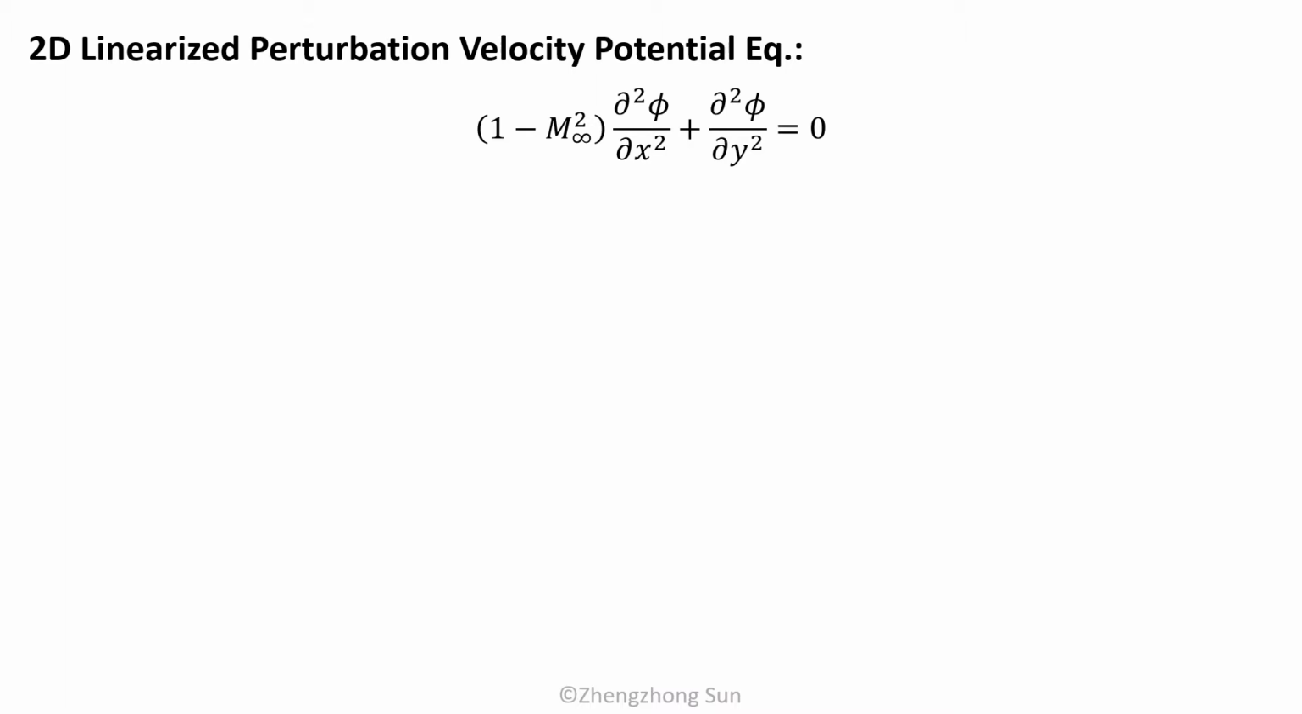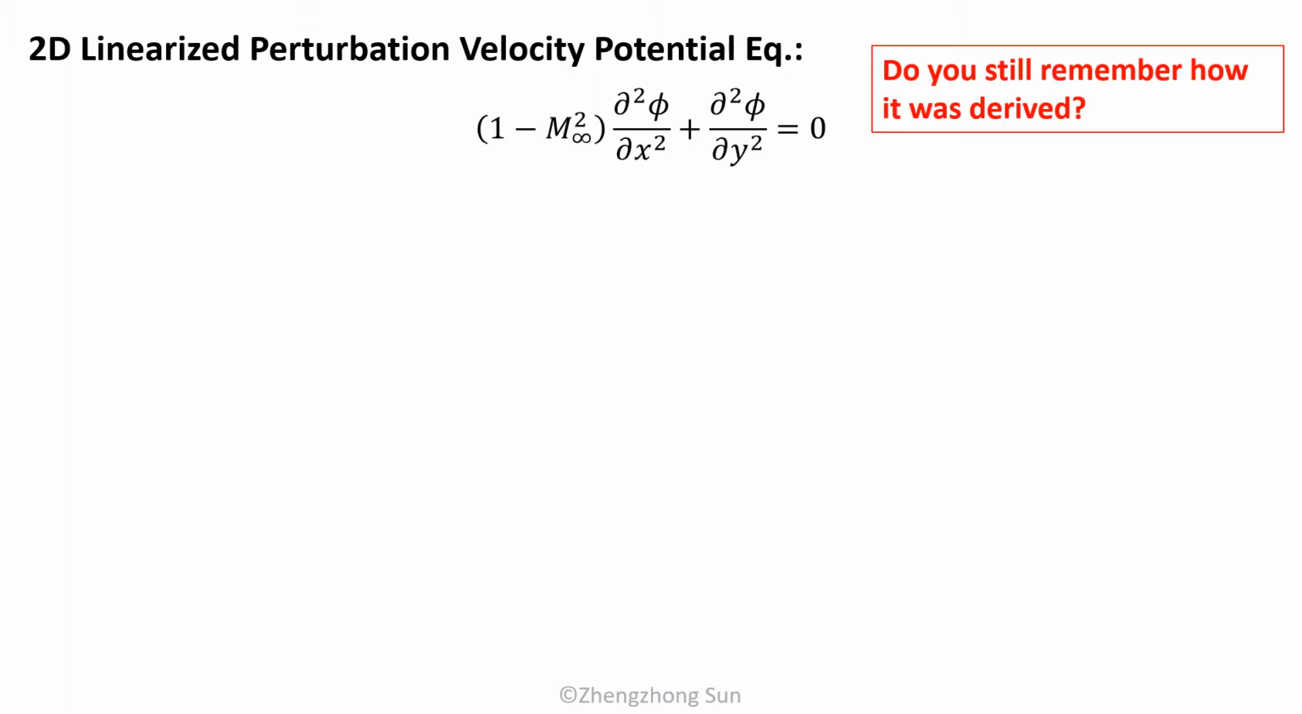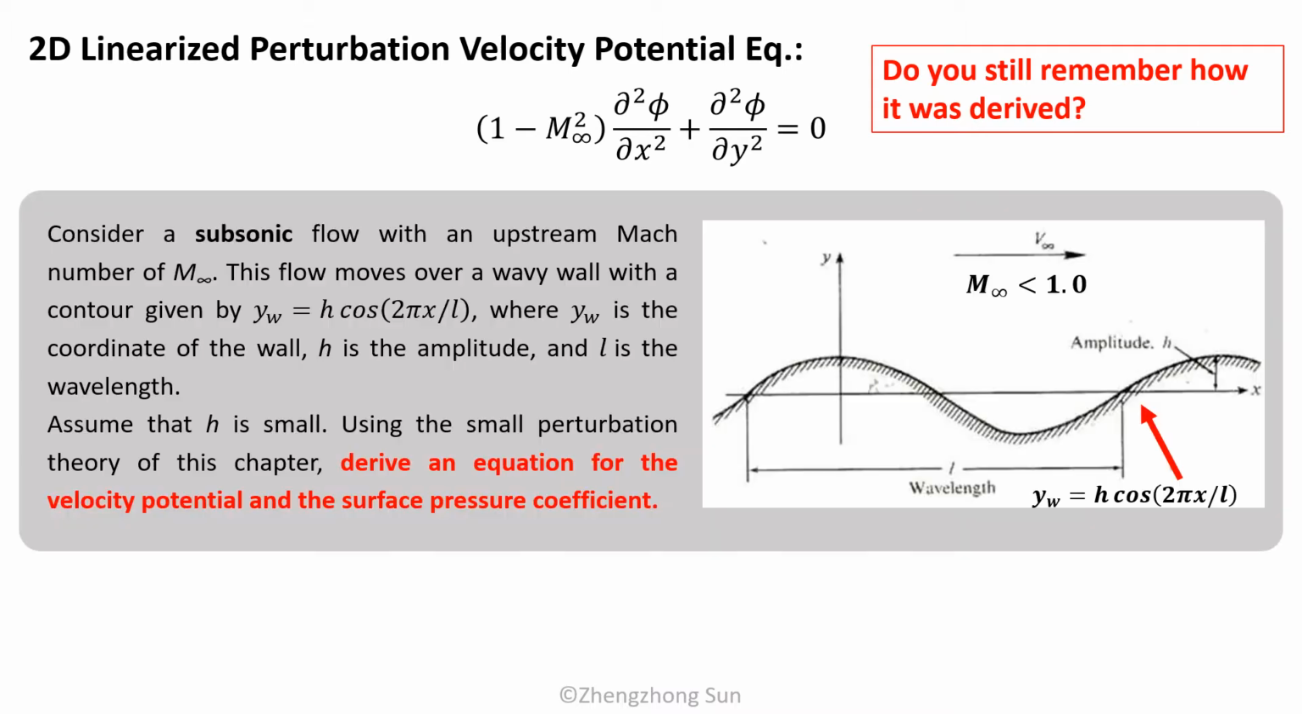So it's written here. And there's a short question for you. Do you still remember how this equation was derived? And basically, it's from the full velocity potential equation, and then we do the linearization. And here is a question. So we try to explain the subsonic and supersonic flows through this example.